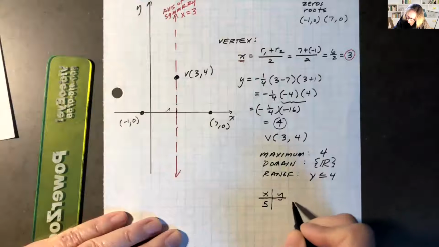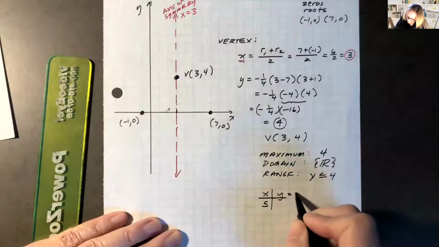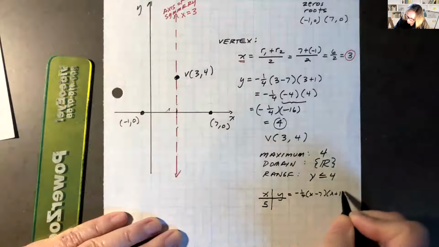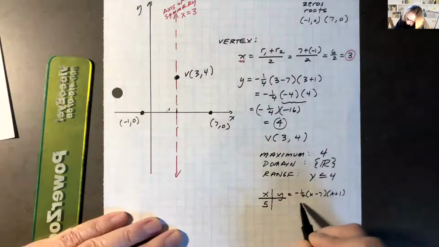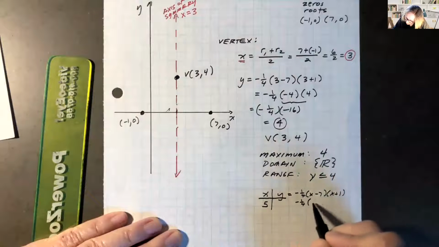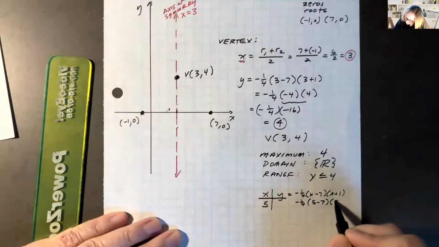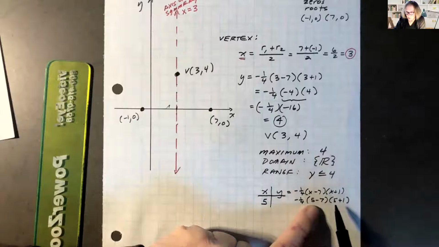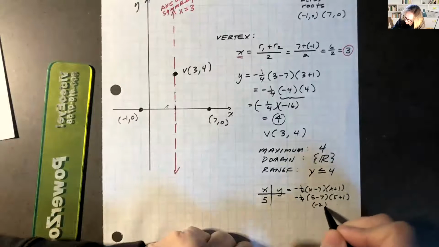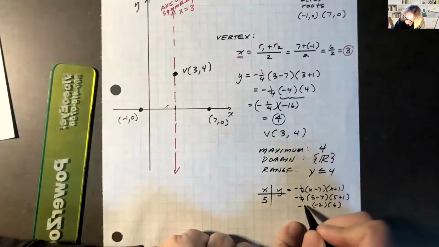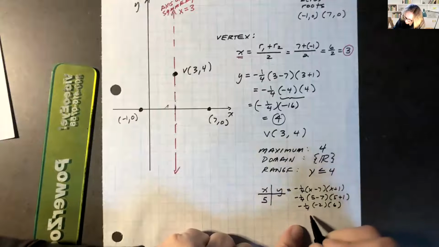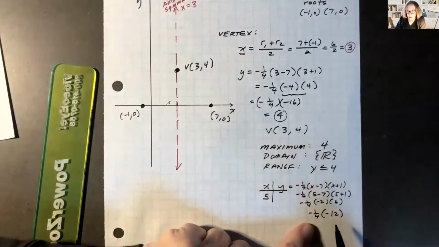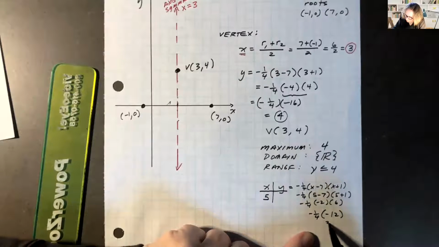So when x is 5, y is equal to -1/4 times x minus 7 times x plus 1. So in this case, it would be -1/4 times 5 minus 7 times 5 plus 1. So 5 minus 7 is -2, and 5 plus 1 is 6. Okay, and I still have a -1/4, and this is a -12. So -1/4 times -12 is going to be a positive 12 divided by 4, or 3.